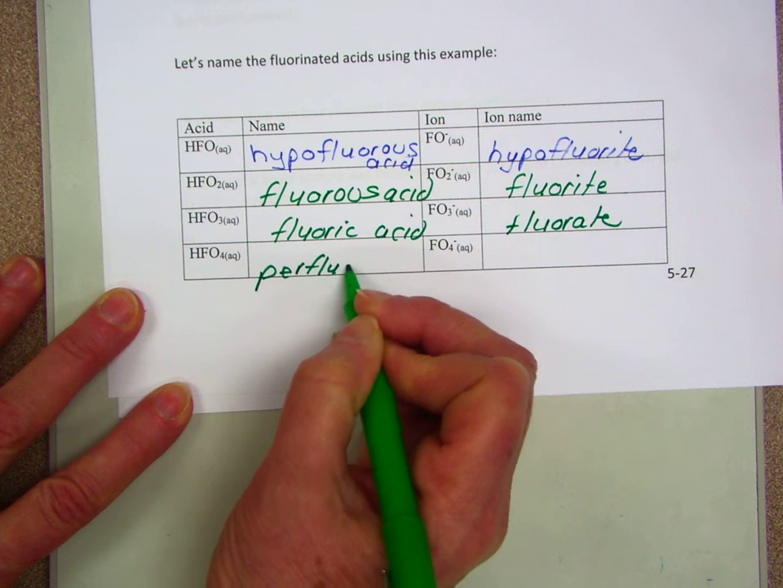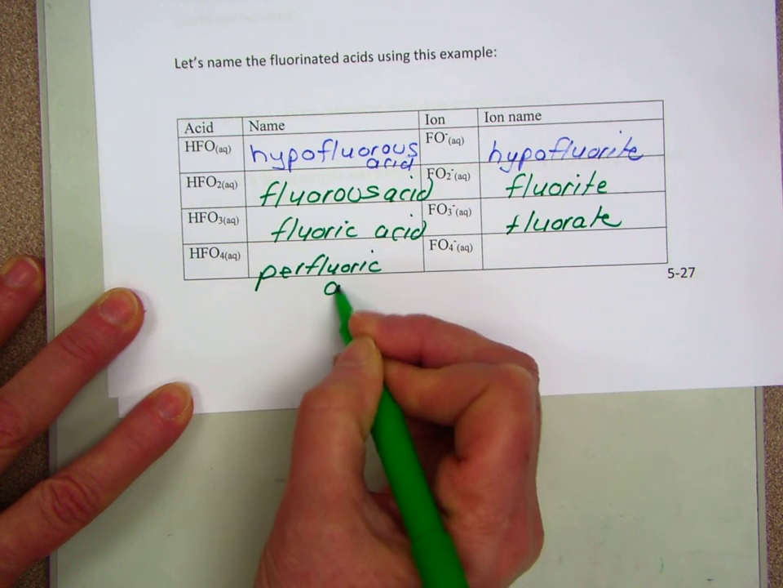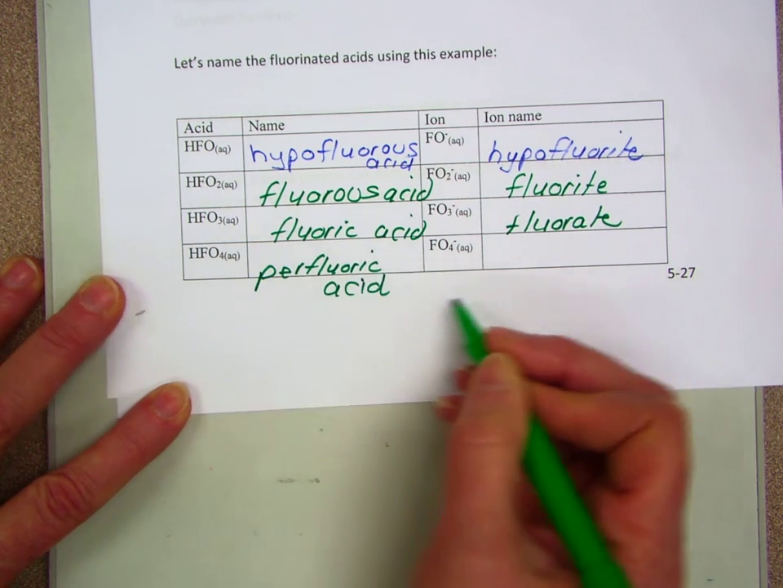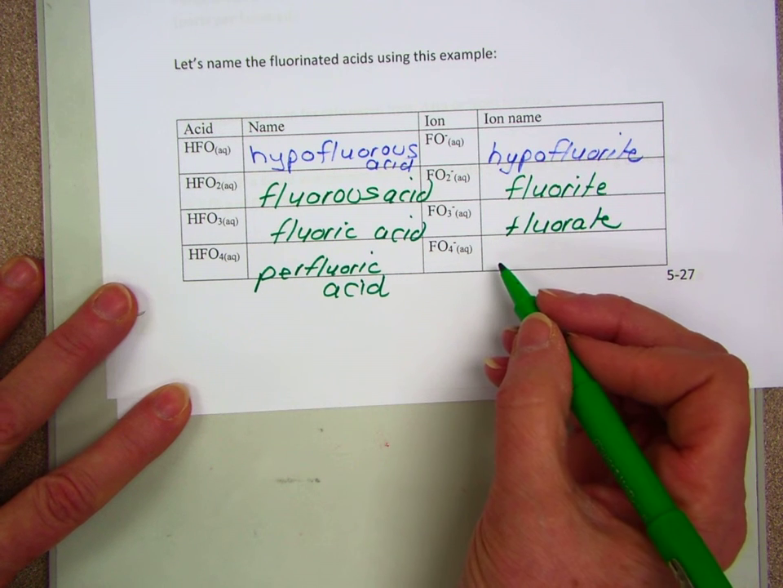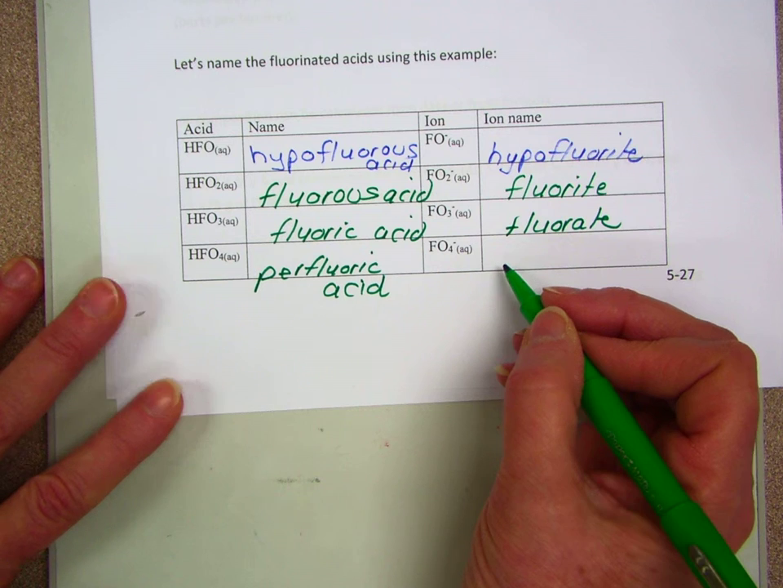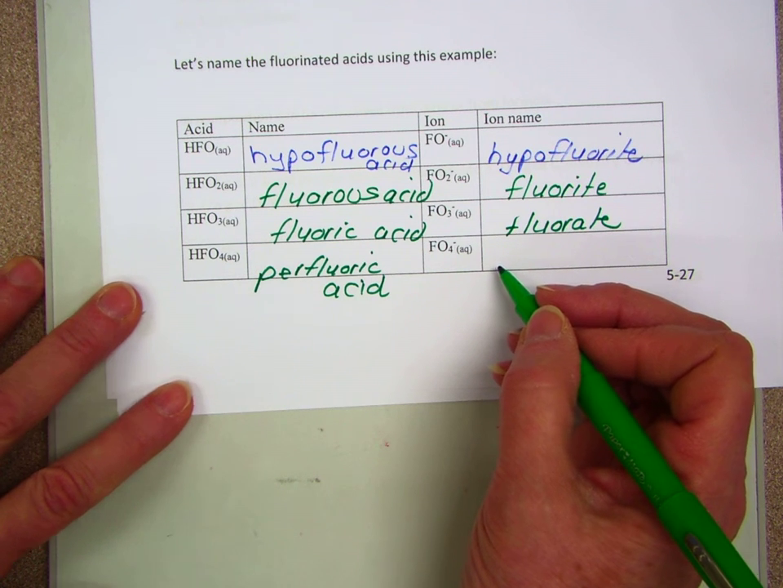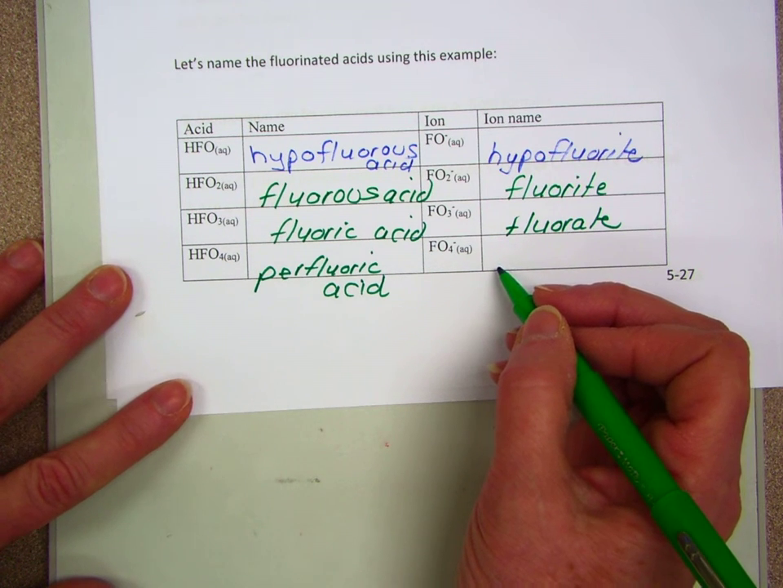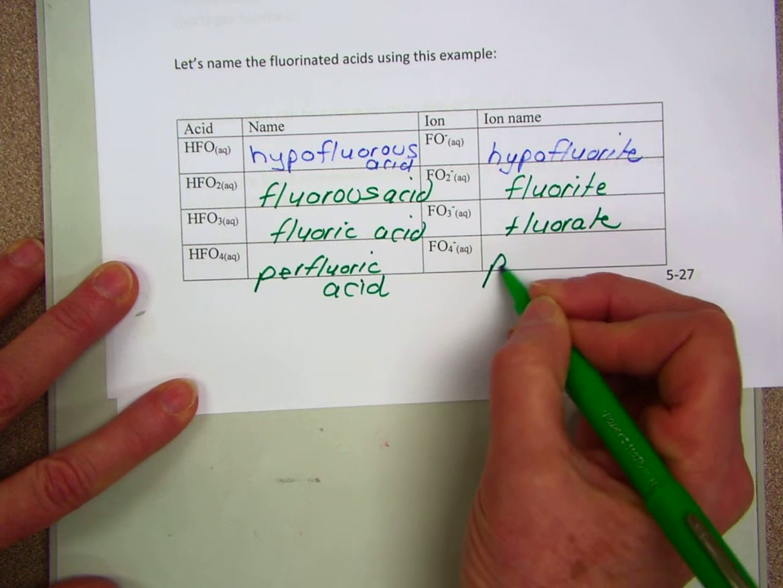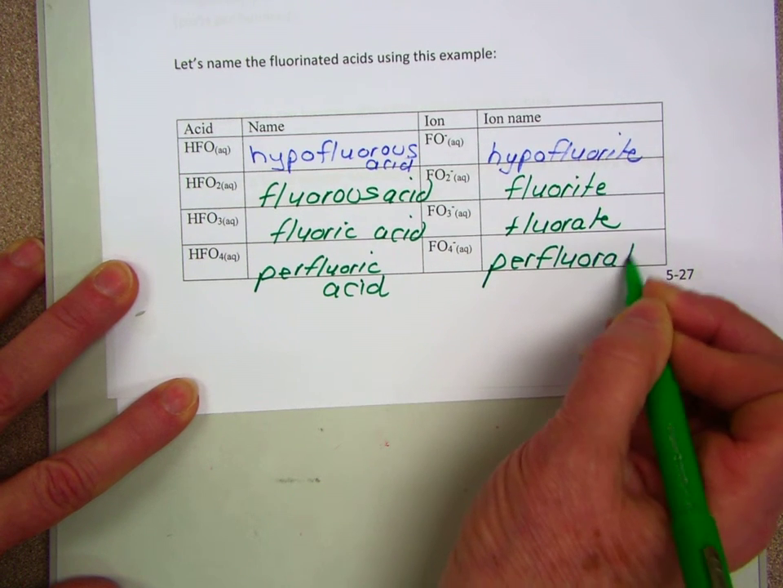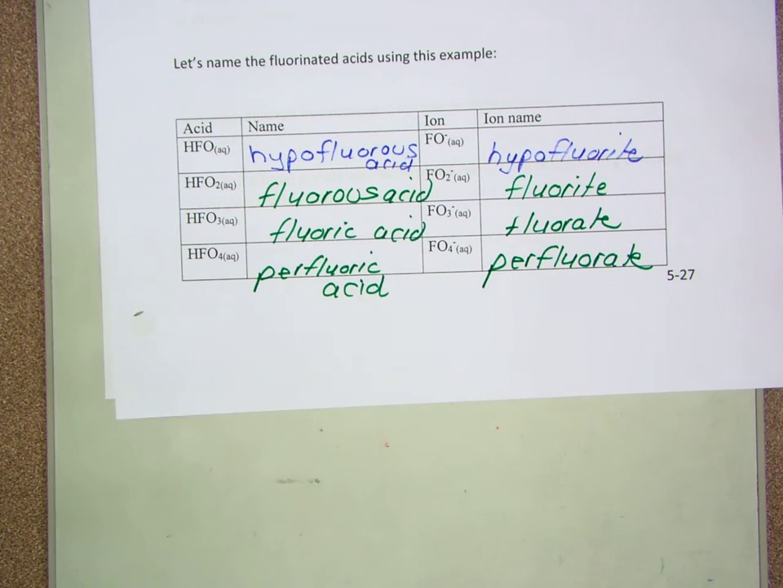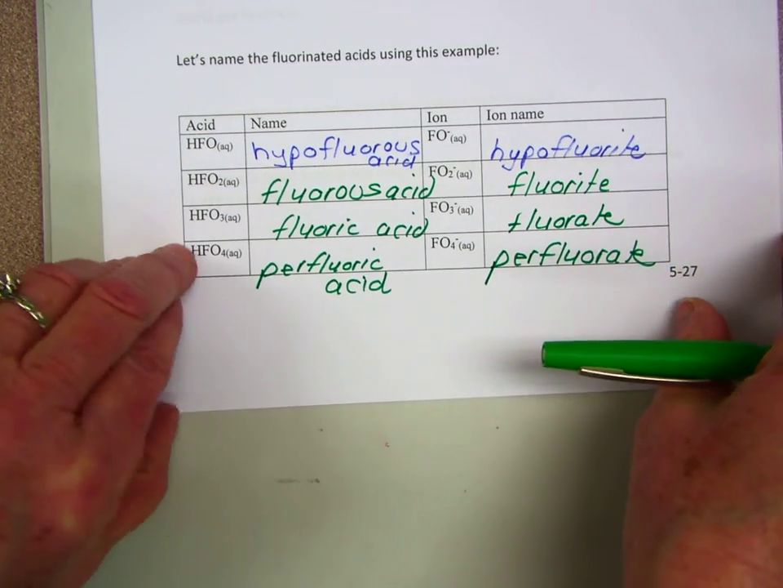How about the next one, Brian? Perfluoric acid. Tim? Hyper. Yeah, it's not hyper, it's just per. Okay. Perfluorate. Like we think of it as coming from hyper, but we just call it perfluorate. So again, if you look at it being a halogen, we just look at the number of oxygens that we have in there.